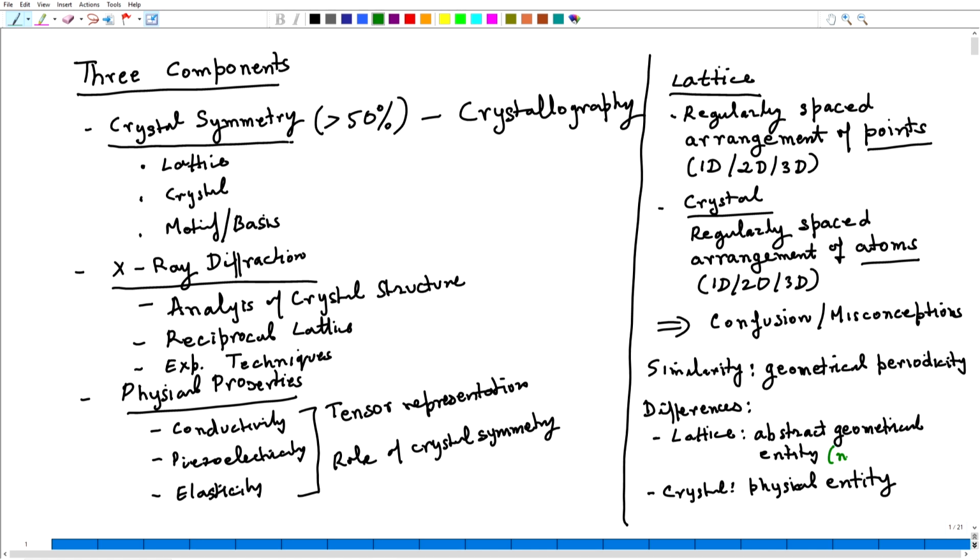no physical properties associated with the lattice. In the case of crystal, we have physical properties. So, if I look at it, a crystal will have some kind of a conductivity, some crystals may show piezoelasticity, it may show elasticity, it may show many other properties like density and so on. So, remember, this is a crucial difference.